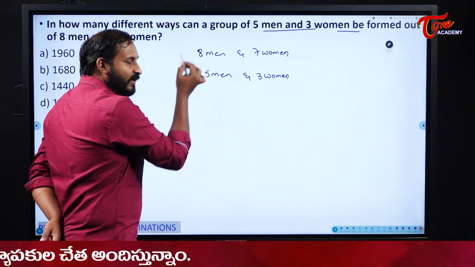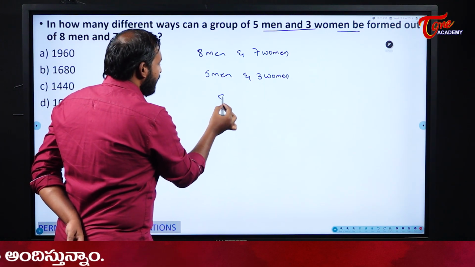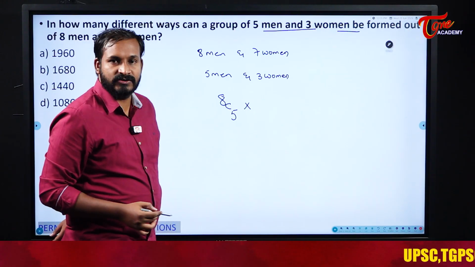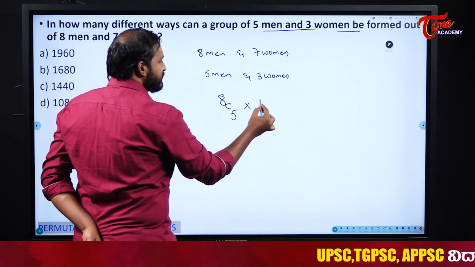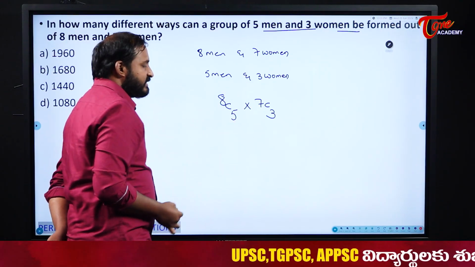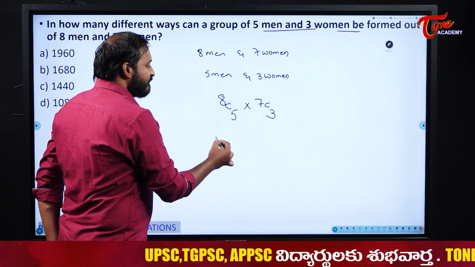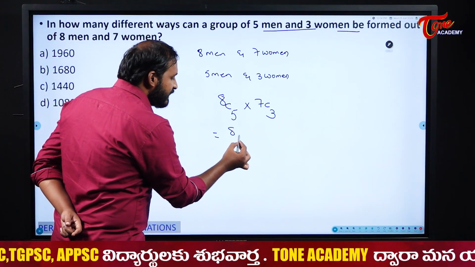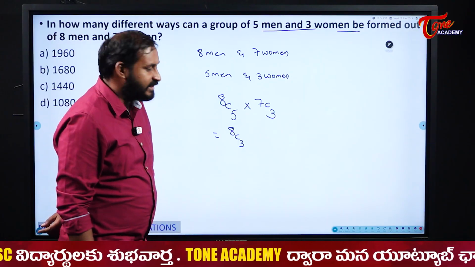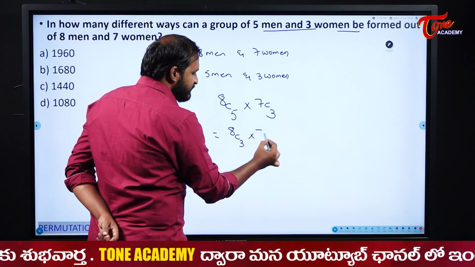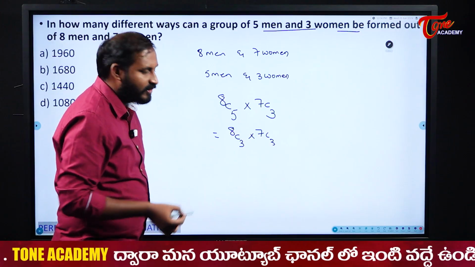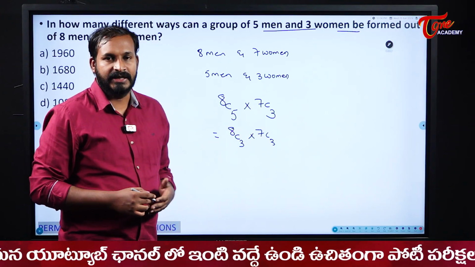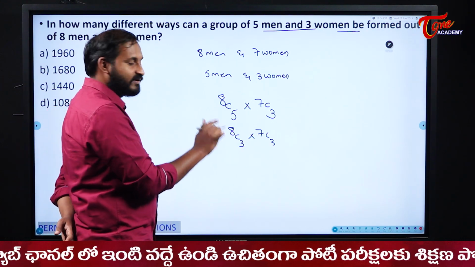So from 8 men, 5 men can be selected in how many ways? 8C5 ways. And means what? Into. From 7 women I should select how many women? 3 women. So 7C3. Now we already know I can write 8C5 as 8C3, because 8 minus 5 is 3. I can write that as 8C3 into 7C3, keeping 7C3 only. Why? Because that is the least simplified one. If I change it, it will become 7C4, which is of no use. So that is the reason I am keeping it as 7C3.